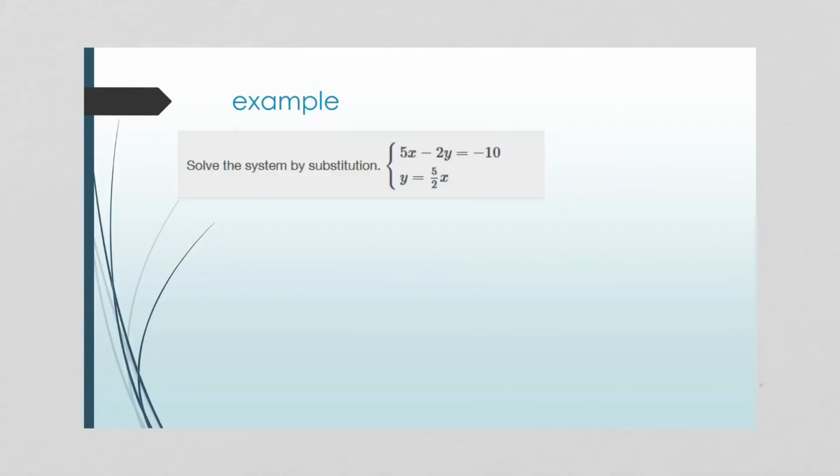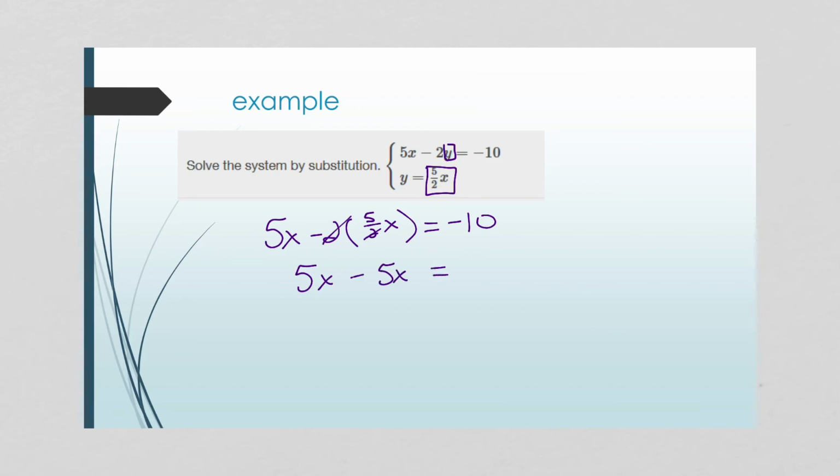All right, so check this out. We've already got a y that's solved for us, right? So I can take this information and put it in for y right there. Okay, so I'm rewriting the top equation, but instead of y, I'm putting in 5/2 x. Okay, so now the 2's cancel. So I've got 5x minus 5x is equal to negative 10. Well, 5x minus 5x is 0. Does 0 equal negative 10 today? Not today. So this is a false statement. It is never possible for 0 to equal negative 10.